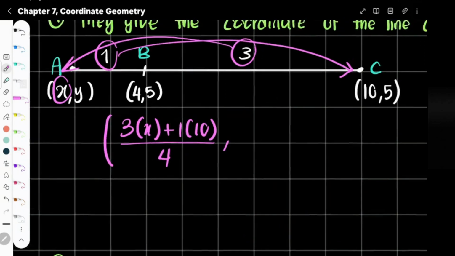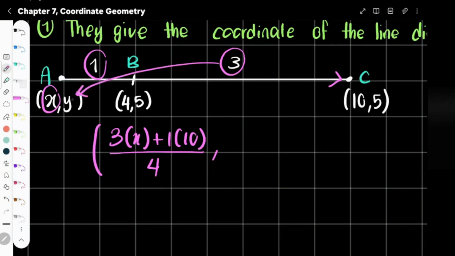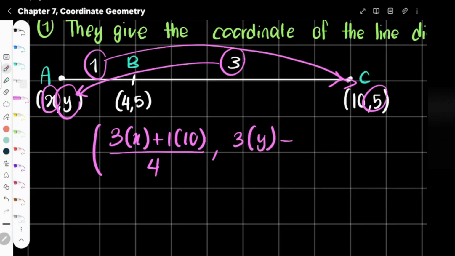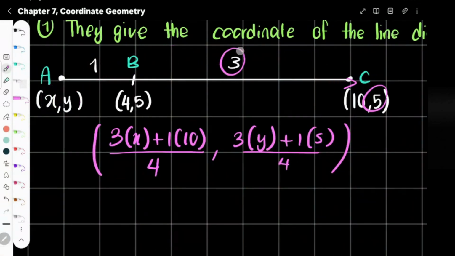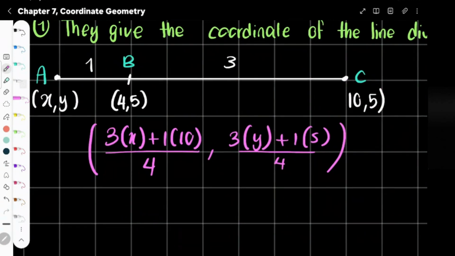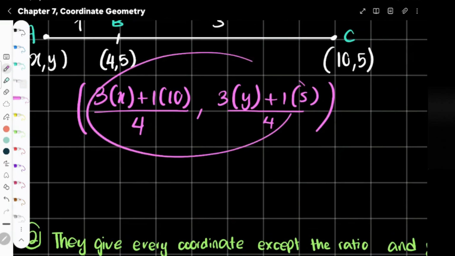Now do the same thing, except you are multiplying the y now. It's just repeating the same thing. So now you're multiplying the y. So 3 times y plus 1 times 5, over 4. Very simple. So now if you were to calculate it, it's very easy. Just use a calculator. But you will see that there are two here.